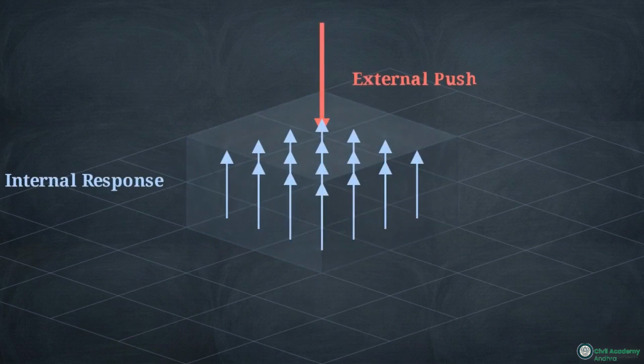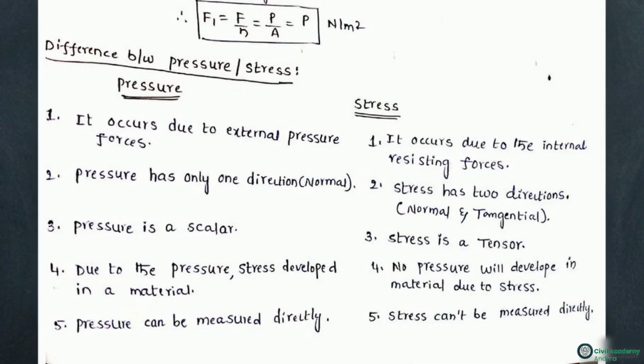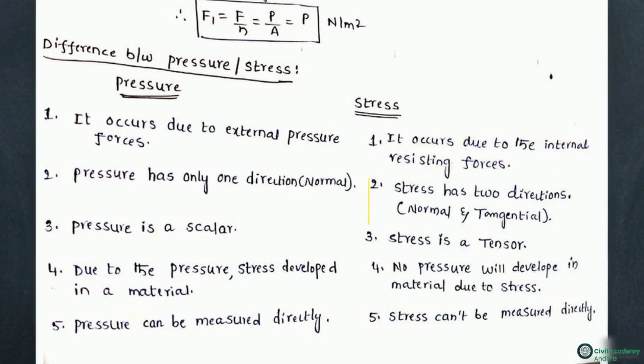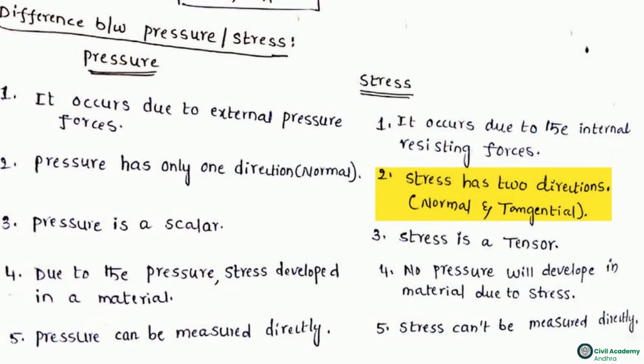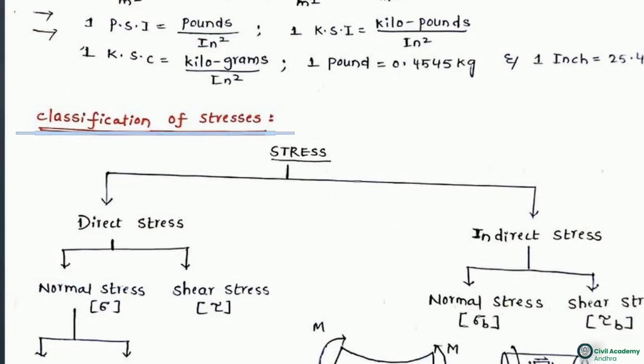An external force applied to a surface is pressure, a scalar quantity acting in a single normal direction. This comparison table highlights the distinction. Stress defines the internal resisting force acting per unit area. Acting in both normal and tangential directions, stress is classified as a tensor, a multidimensional response developing only because the material actively resists deformation. This classification chart maps how that internal resistance manifests.